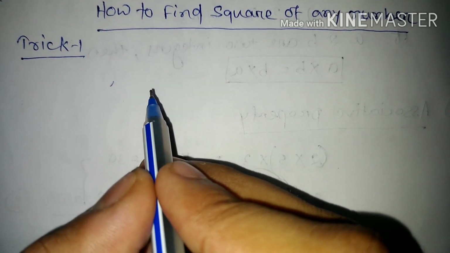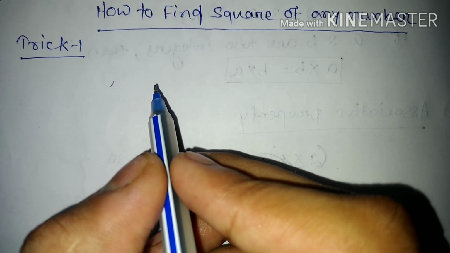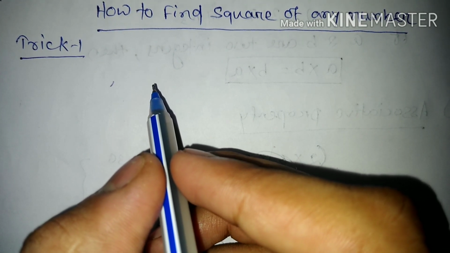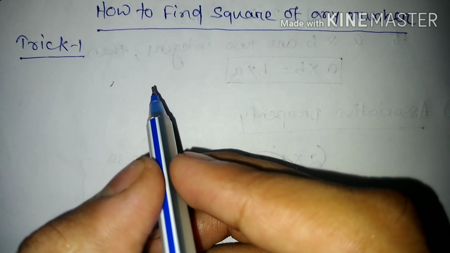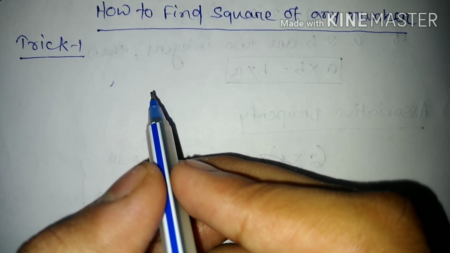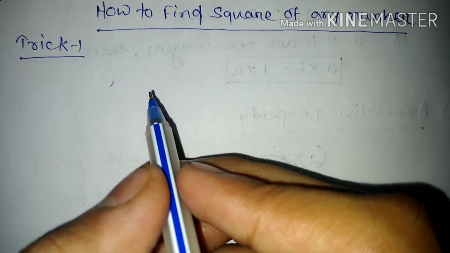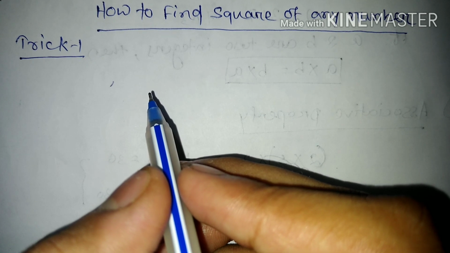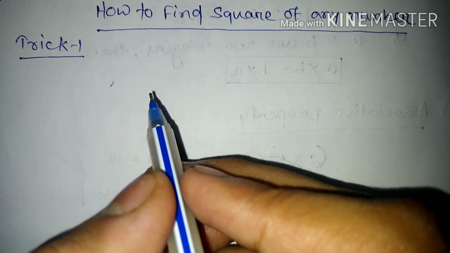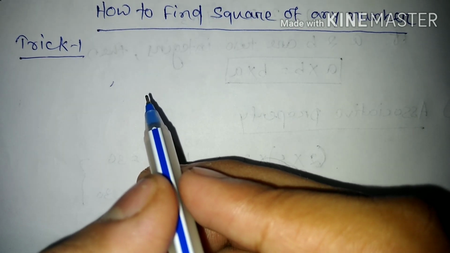Students, now in this video, I will share the tricks for how to find the square of any number. Here I will share 3 tricks that are all my favorite, and I always use them whenever I have to find the square of any number, and I challenge that you will take only 2 to 5 seconds. If you practice all the tricks more, you can solve it within 2 seconds. So let's start the tricks first.